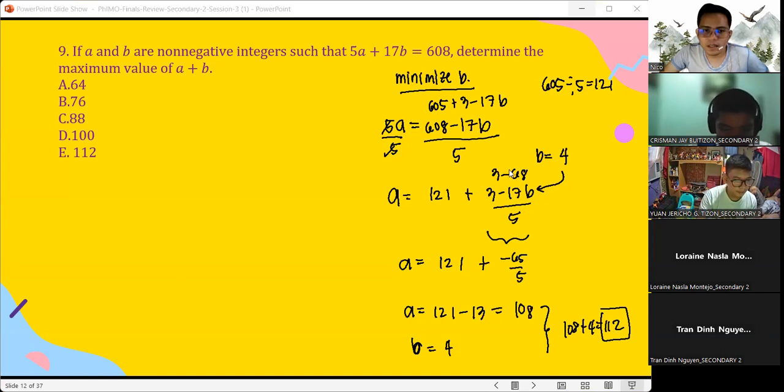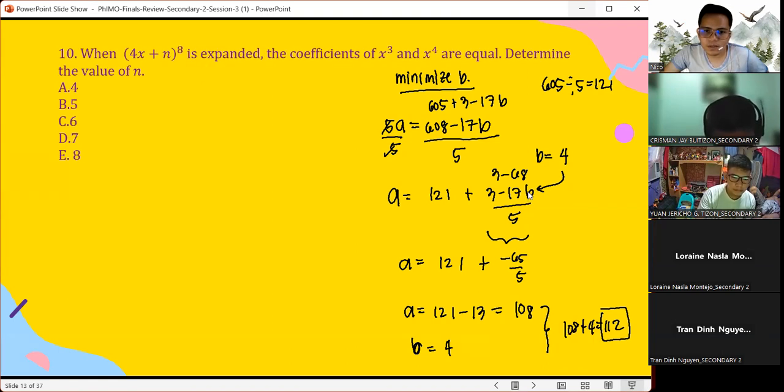Okay. In here, from 608, I just turned it into 605 plus 3. So I can do 605 divided by 5, so I can simplify it to 121. So what will remain here with our denominator of 5 is 3 minus 17b. That's why we have 3 minus 17b over 5. And then it's easier now for me to solve for b. So I started with 1, that's wrong. 2, that's wrong. 3, that's wrong. 4, that's wrong.